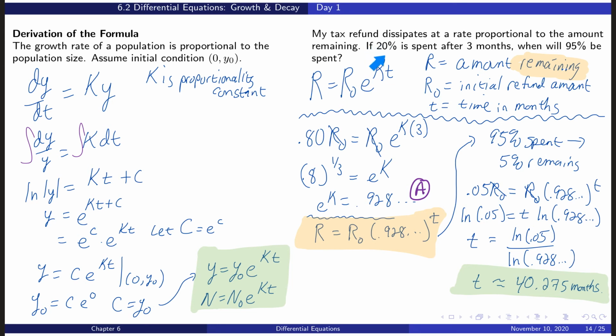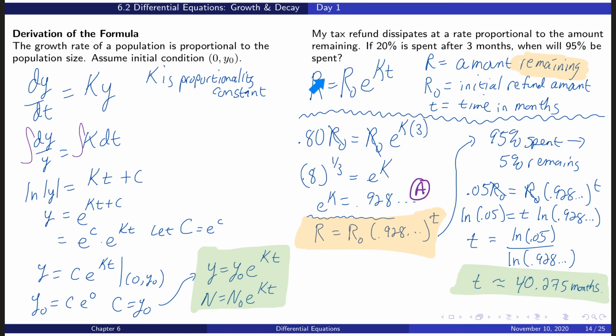So applying this to this example: my tax refund dissipates at a rate proportional to the amount remaining. If 20% is spent after 3 months, when will 95% be spent? So this 20% after 3 months is like an initial condition. First thing we need to do is take N equals N0 e to the kt and put it in terms of this refund. So the amount remaining of my refund is whatever my refund started at, the initial refund amount, times e to the kt. And I have two constants that I need to find, the initial amount and this k here.